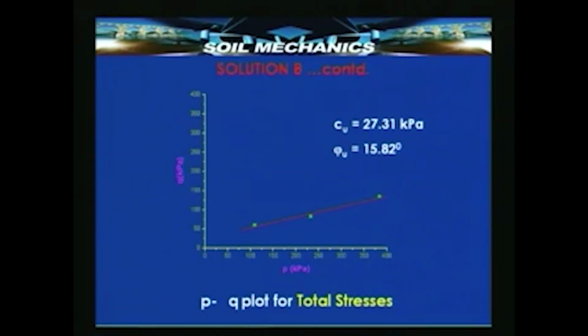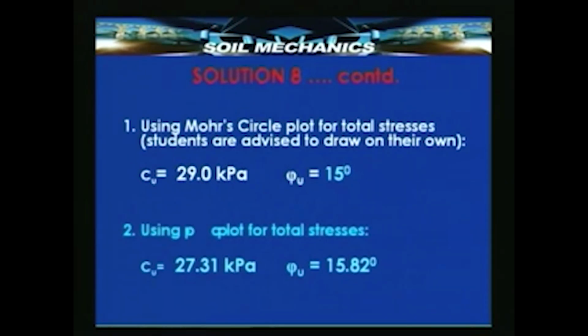Now, let us go further. If you plot the Mohr circle diagram, which is not shown here in the slide, you will find that you will get slightly different values of Cu and phi u compared to what we got for the PQ plot. In the PQ plot we got 27.3 and 15.82, whereas if you plot the Mohr circle diagram and get the values of Cu and phi u, you will find 29.0 and phi u equal to 15 degrees.